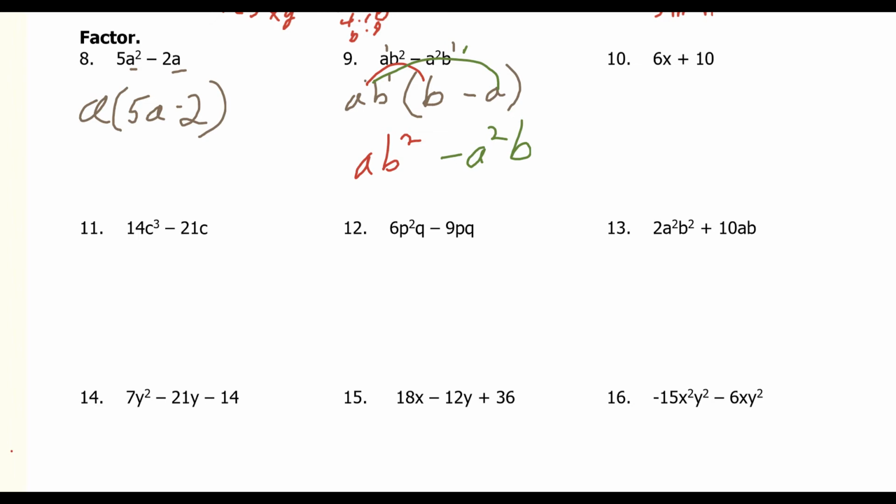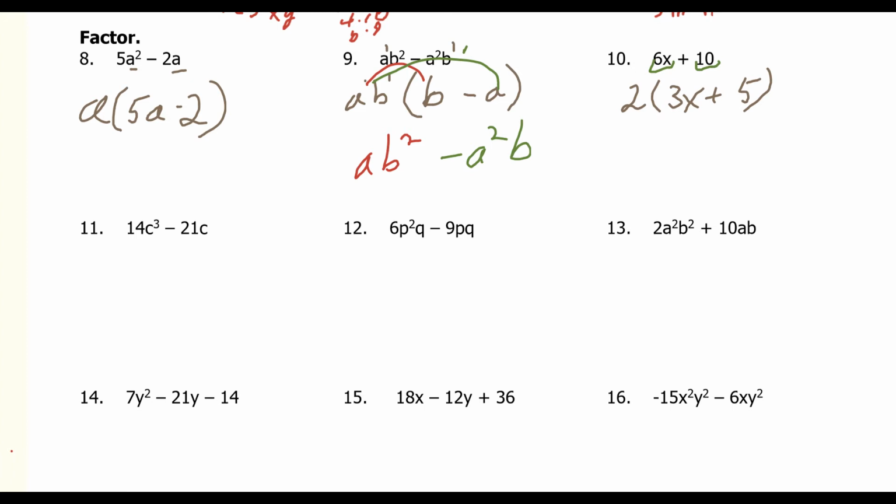Now number 10. Number 10, we've got 6x and we've got 10. A number that will go into both 6 and 10 is going to be 2. Alright, so we got 2 on the outside of 3x plus 5. And there's nothing else that will go into those evenly.